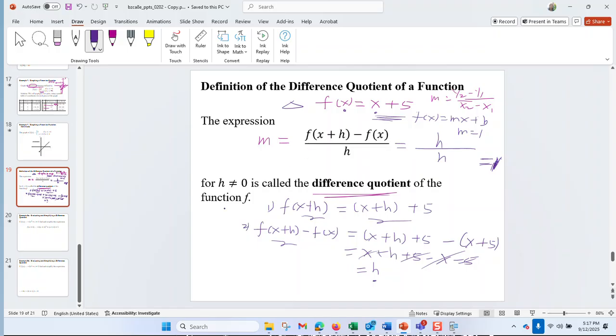Okay, any questions? All right, so that is basically our section 2.2 already.